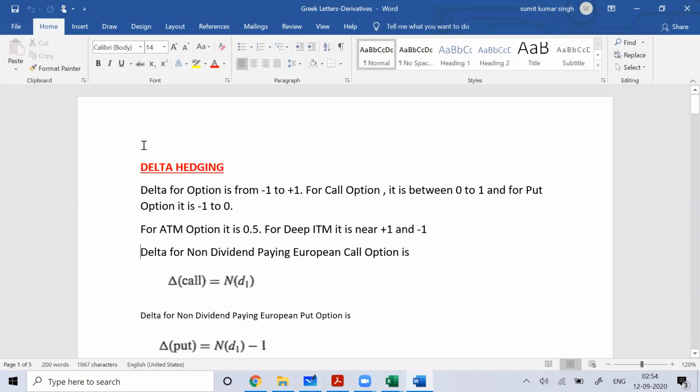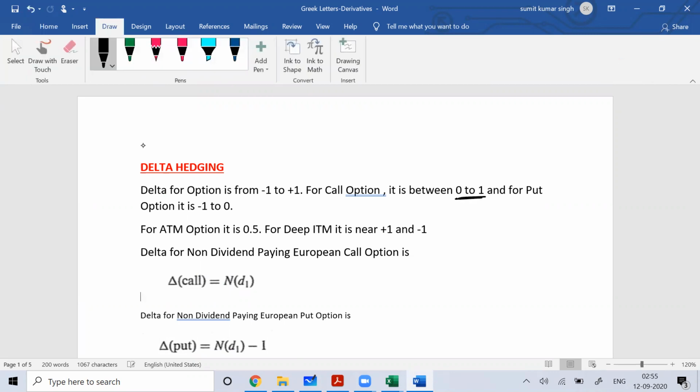So you can see this. Whenever I talk about delta, for a call option it is between 0 to 1, while for the put option it is from -1 to 0, so delta for an option is between -1 to +1. For an at the money option, it is 0.5. For deep in the money, it is near +1 and -1.